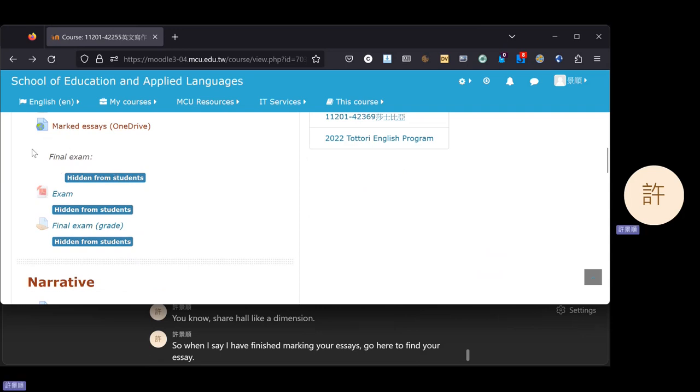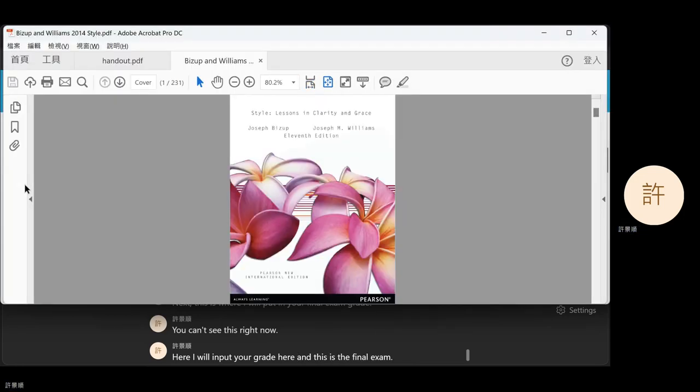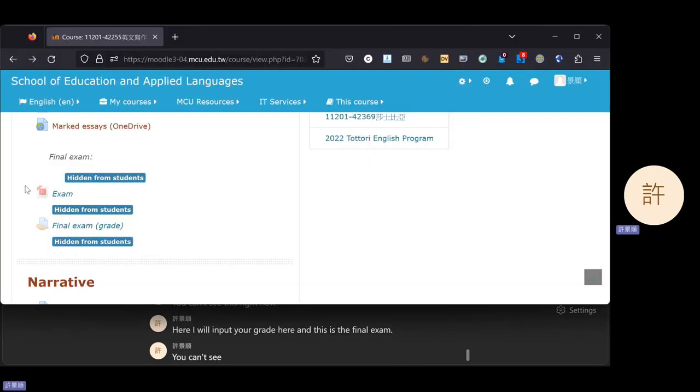Next, this is where I will put in your final exam grade. You can't see this right now. Here, I will input your grade here. And this is the final exam. You can't see it, but it's ready. I like teaching to the test. That way, I'm always preparing you.